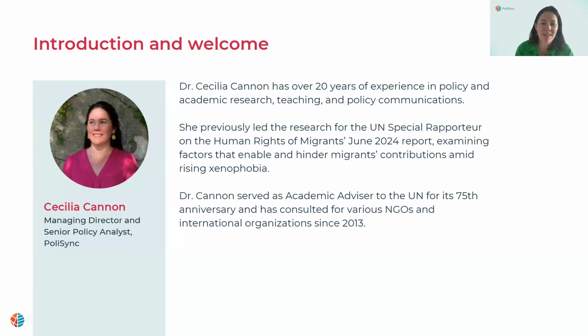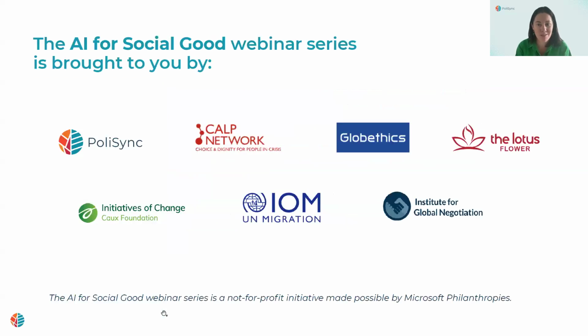So to support a learning journey that unpacks both of these areas, we've partnered with 6 outstanding nonprofit organizations working across policy, operations, research, technical expertise, and norm setting. These organizations are Co-Initiatives of Change, CALP Network, Globe Ethics, the Institute for Global Negotiations, the Lotus Flower, and IOM Research. These organizations cover a broad range of policy issues, including humanitarian action, migration, health, governance, and ethics, labor, refugees, gender, peace building, mediation, sustainable development, climate change, and more.